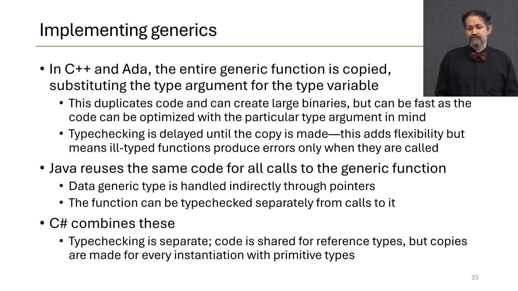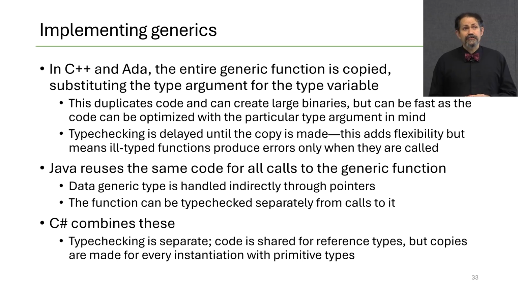How do we implement generics? Well, there's a couple of different approaches. In C++ and Ada and some other languages, the entire generic function is copied every time that we instantiate the function with new type arguments. Basically what this does is it substitutes the type argument for the type variable, much as I showed you in that rule. This ends up duplicating code, and it has the disadvantage that it can create very large binaries. But on the other hand, it can be fast, as the code can be optimized with a particular type argument in mind.